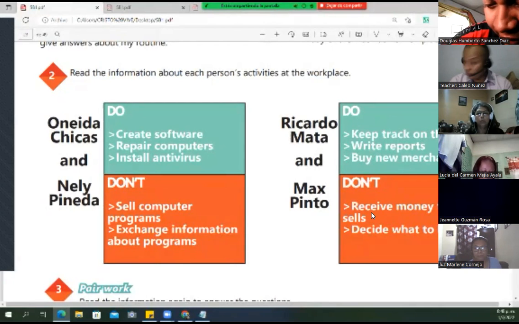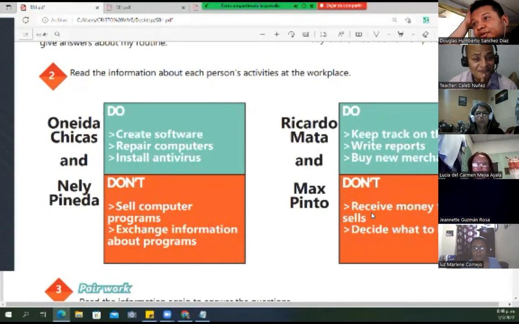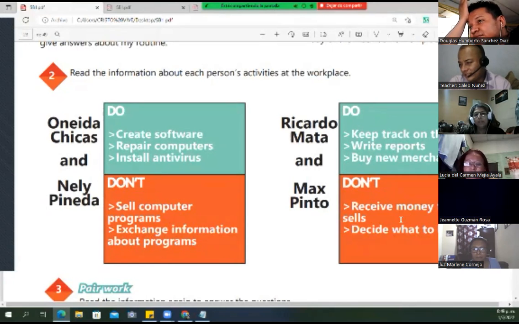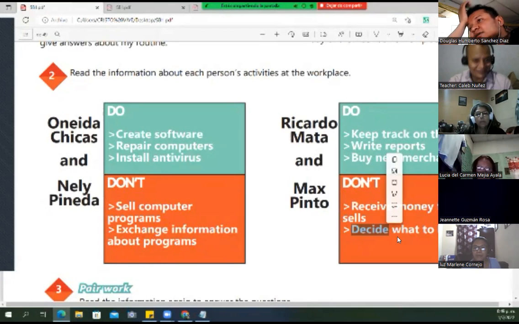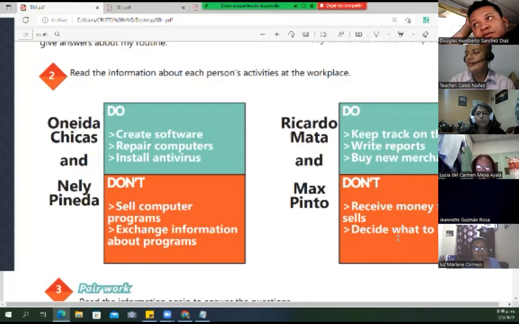They don't receive money from sales. Deberían, ¿verdad? They should, but they don't receive money from sales. They don't decide what to buy. Ellos no deciden qué comprar, right? They don't decide what to buy.